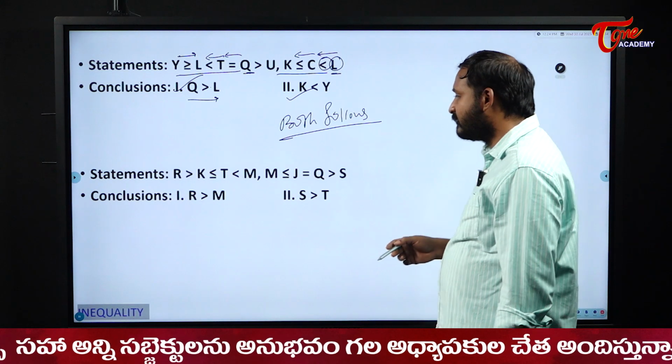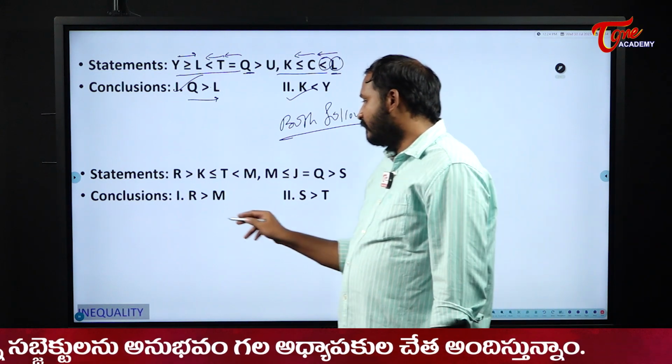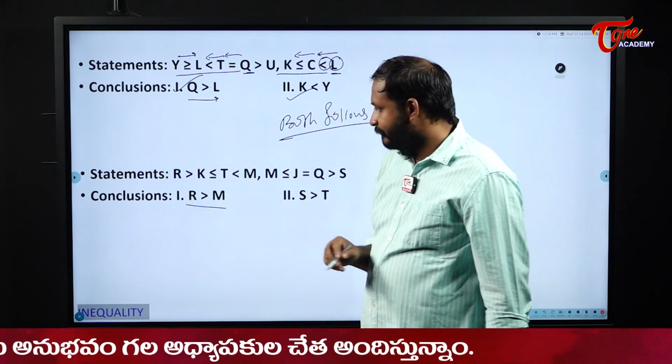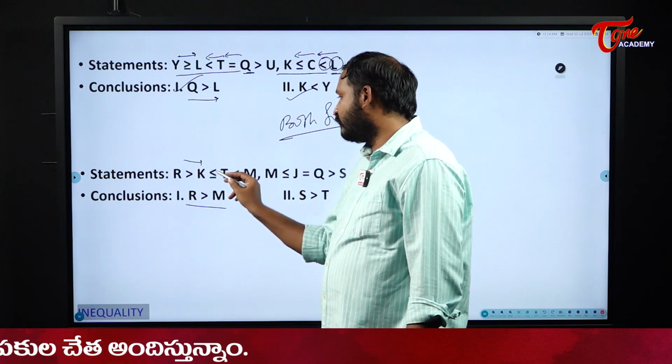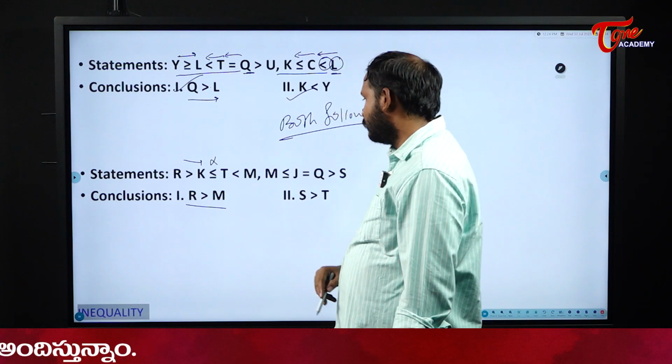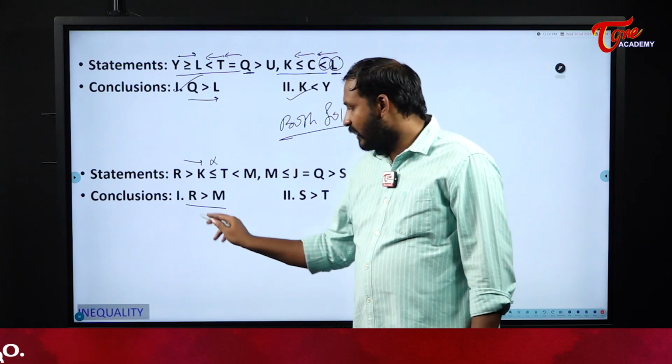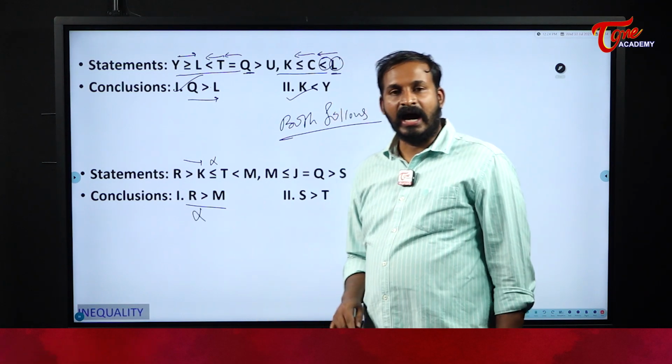Next, see the next one. R is greater than M. From R I should travel to M. So R to M. R to K, yes I can travel. K to T, I cannot travel. That is a closed gate, right? So I cannot establish the relation between R and M here.